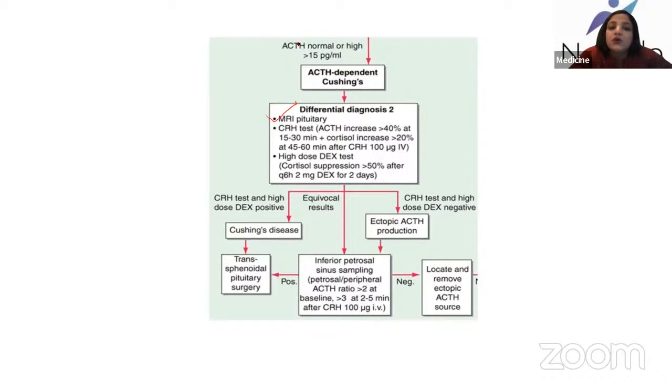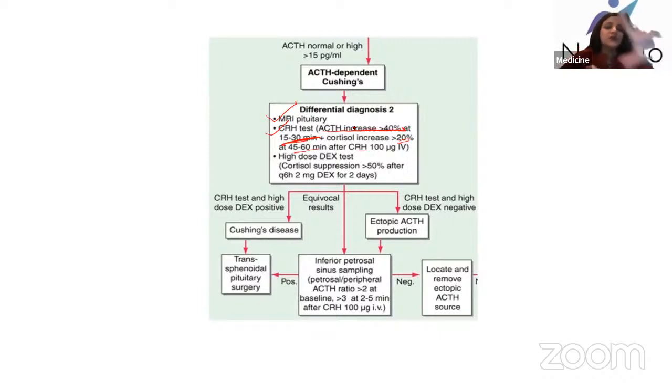Or what we do is we do a CRH, that is your corticotrophic releasing hormone test. And what we do is we give CRH 100 microgram IV stat. So what will happen is, if it is positive, that means if there is Cushing disease or there is an ACTH producing pituitary adenoma, there'll be an increase in ACTH of more than 40% after 15 to 30 minutes of injection of CRH, and there'll be an increase in cortisol of 20%, almost half of ACTH, after 45 to 60 minutes after giving CRH. Simple.